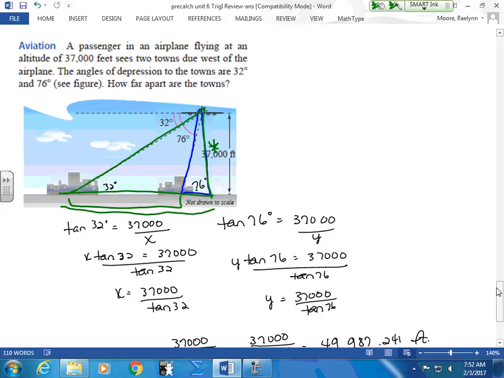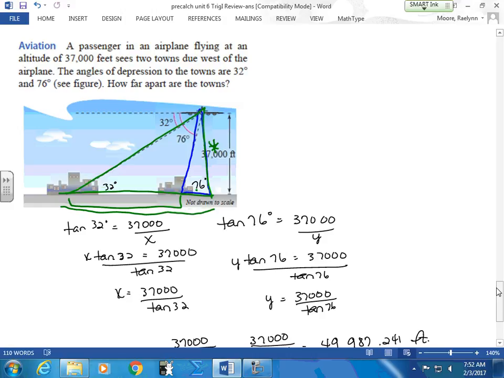Which one do you subtract? Well, obviously you got to subtract it so it comes out positive. So you're going to subtract the big one, the one with the 32, minus the one with the 76. Don't go by your angle. Go by which part is longer over here. If you subtracted and you came out negative, then you subtract it backwards. You can't have a negative length, right? So subtract them.